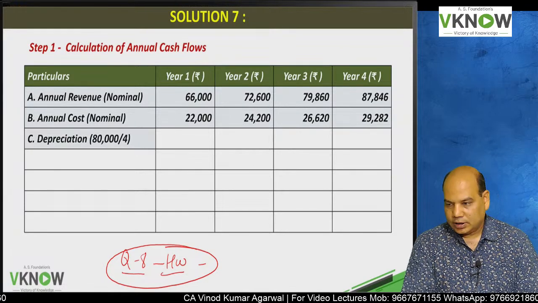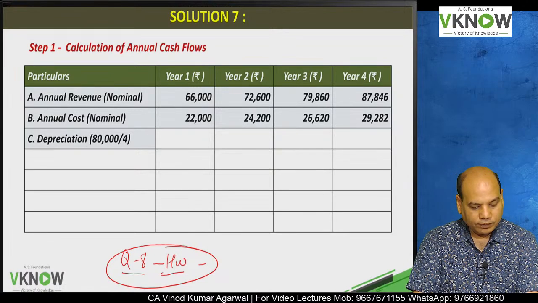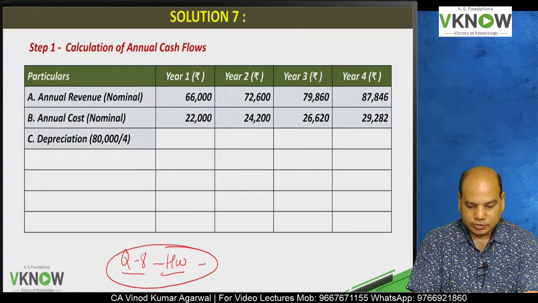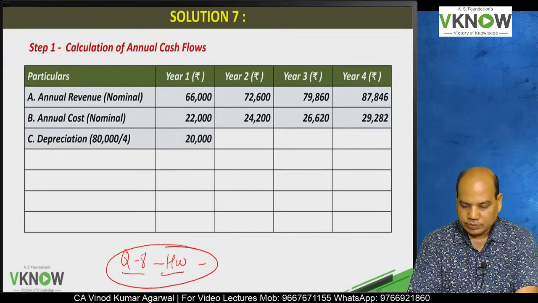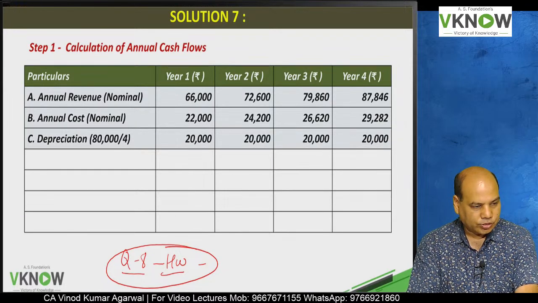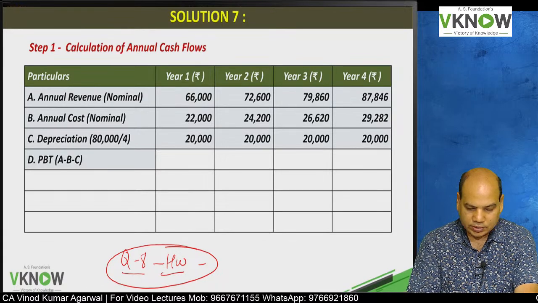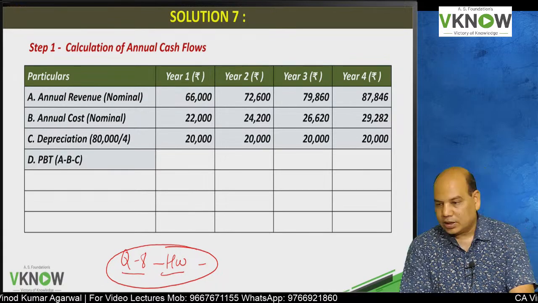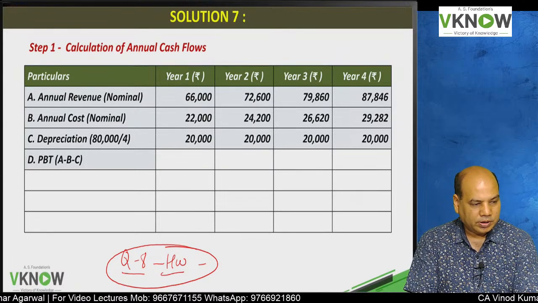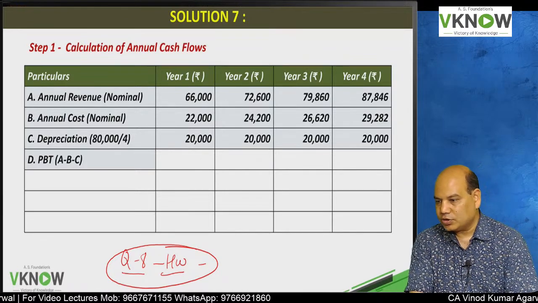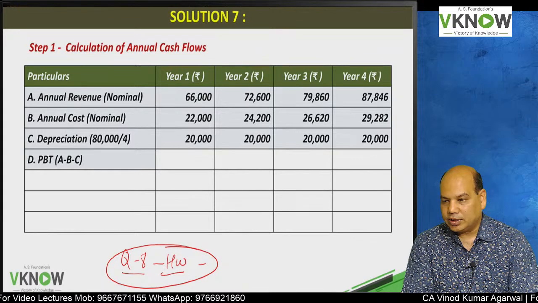Then write down depreciation. Life is 4 years, salvage value 0, cost of the project is 80,000. So annual depreciation will be 20,000. Assume straight line method. PBT, write down A minus B minus C. First year PBT.